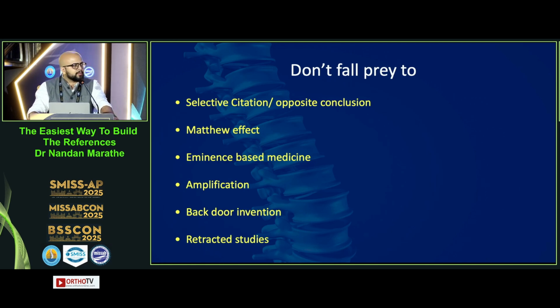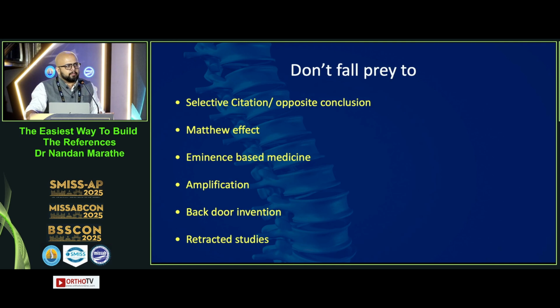The third error is the Matthew effect. So the Matthew effect is something like an Instagram reel that goes viral, where one paper has been cited so many times that everybody keeps on citing it, not regarding the level of evidence. So the paper may not actually be very good, but just because it's been cited many times, you keep on citing it.